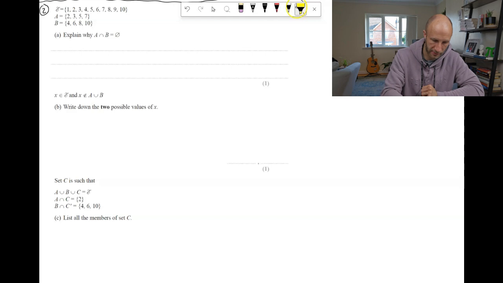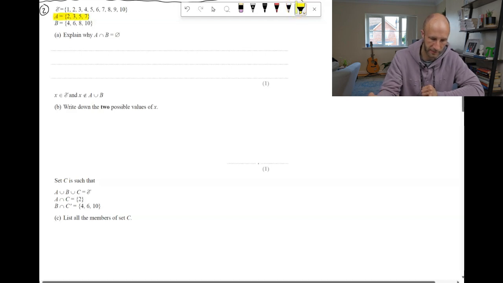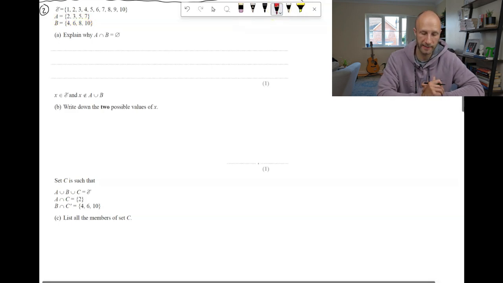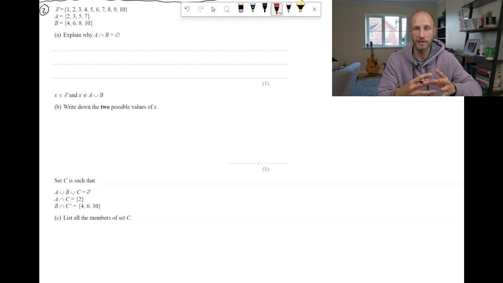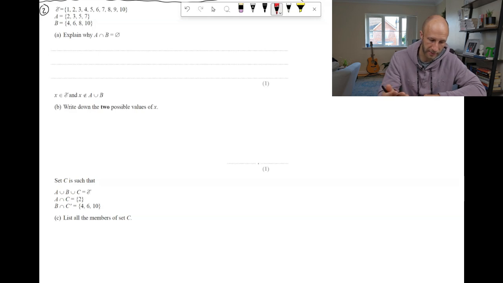A is the set 2, 3, 5, and 7. So there's 4 things in there. And B is the set 4, 6, 8, and 10. Also 4 things in there. And we need to explain why A intersection B is equal to the empty set. So A intersection B is where the sets overlap, where elements are common. And if you look at A and B, you can see that 2 is not in both, 3, 5, 7, none of those numbers are in both those sets.